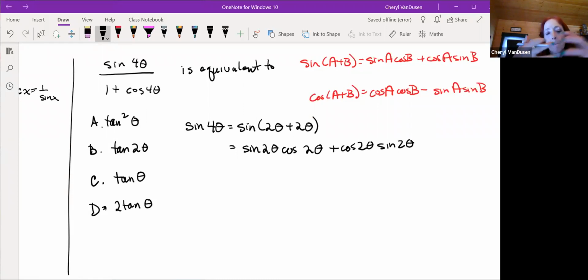Can anyone help me put that together? Can we simplify that a little further before we look at the denominator? Sine 2 theta cos 2 theta plus cos 2 theta sine 2 theta. Something we can do there. I'll give you a second to think about it. I don't mind carrying on, but I like to have some pauses so the students that are here live can have a few minutes to try on their own.